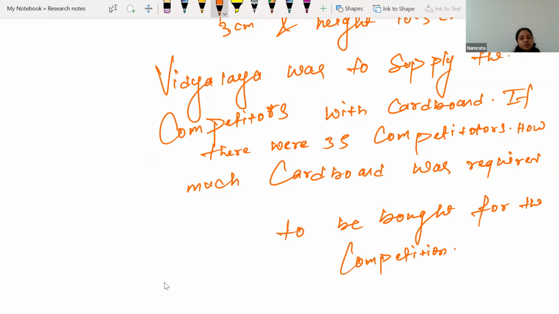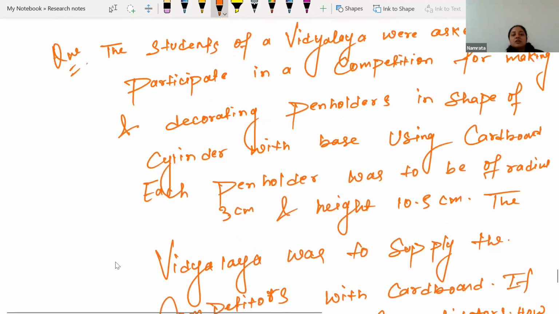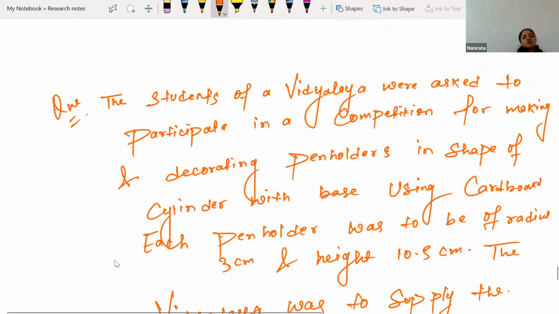Okay, there was a competition in a school. Like you have seen a lot of competitions in your school, there was a competition. What was the competition? The competition consisted of decorating a pen holder, or making a pen holder.